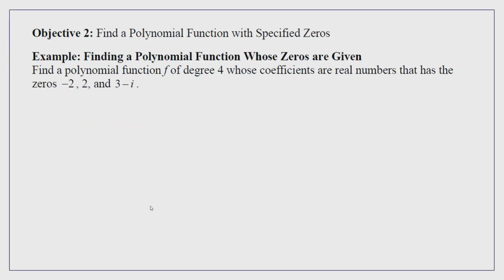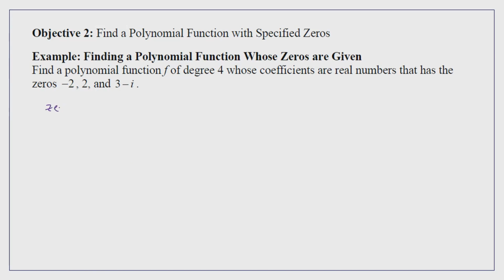Objective 2, find a polynomial function with specified zeros. For this example, we're asked to find a polynomial function f of degree 4 whose coefficients are real numbers that have the zeros negative 2, 2, and 3i.